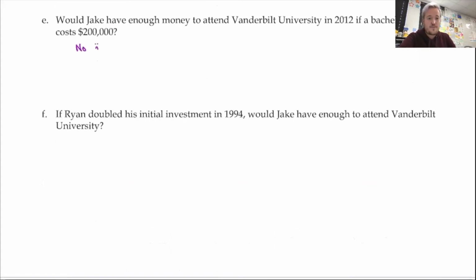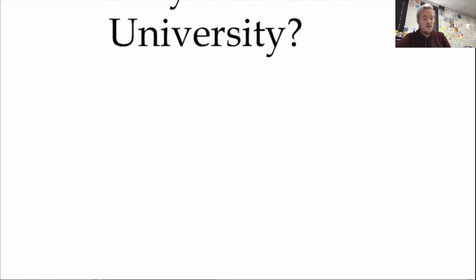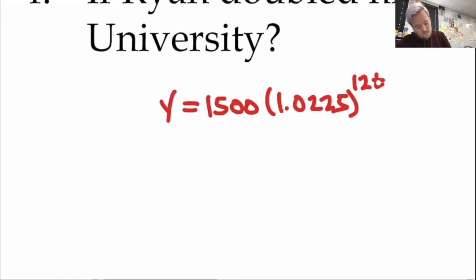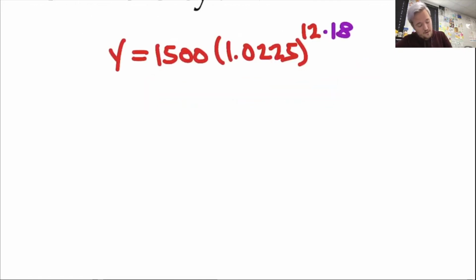All right, so if Ryan doubled his initial investment in 1994, would Jake have enough to attend Vanderbilt at that time? So we're taking the initial equation. It's still after 18 years. However, if he doubled the initial investment, then they want to see if he's going to have enough. So that's going to change to 3,000.